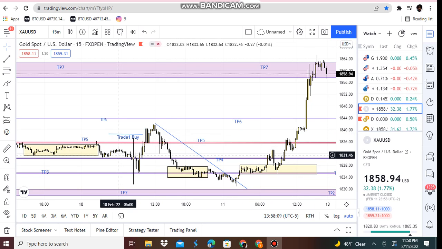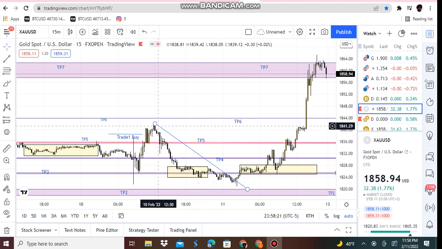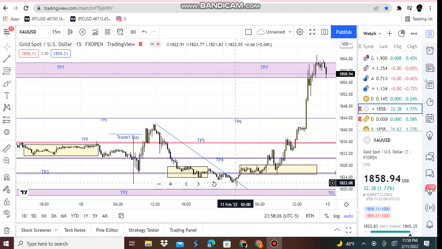If price didn't go to take profit 6 right away, it rejected off of take profit 6 and headed smooth down. We see a smooth retracement from take profit 5 all the way back down to take profit 2.